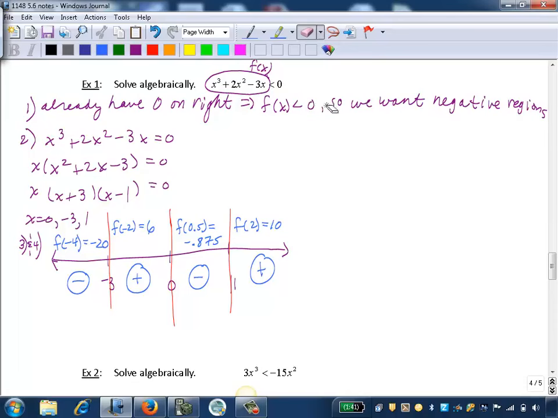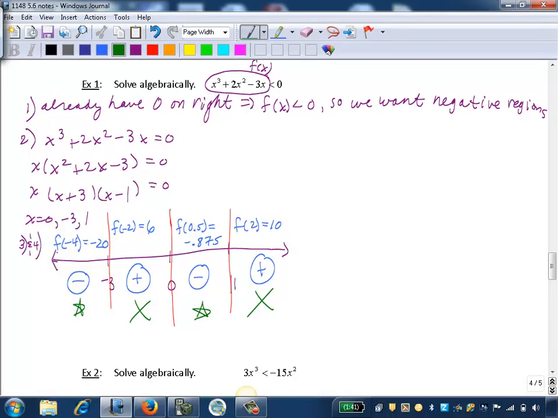So now, once we got the 0 on the right, since the inequality is a less than, we're looking for the negative region. So these two regions right here are going to be our solutions. The positive ones we don't want. We want where the f of x is less than 0. So these regions are going to be our solutions.